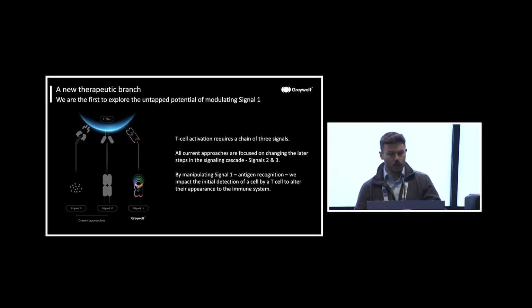But what we've really shown is that by manipulating signal 1, which is antigen presentation, we can impact the visibility of cells to the immune system. And this plays out in oncology, but it also plays out in autoimmunity as well.